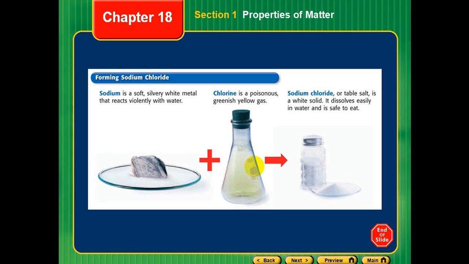So the compound has totally different new properties and is made from elements together. So elements joined together by chemical bonds form compounds.